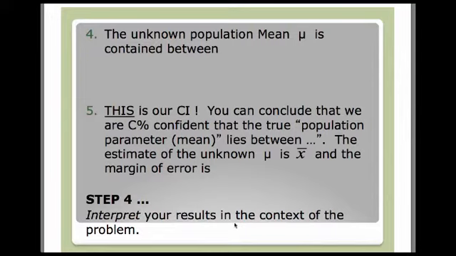All right, so now comes the formula part. So the unknown population mean mu is contained between X bar minus Z star times sigma over square root of n, and X bar plus Z star times sigma over square root of n. All right, so think about why that makes sense.